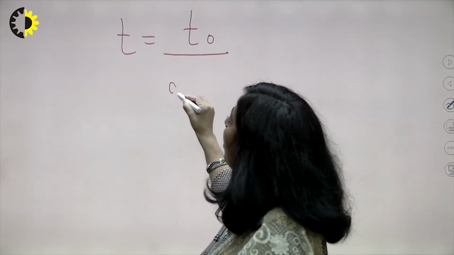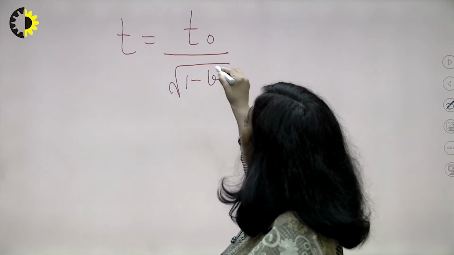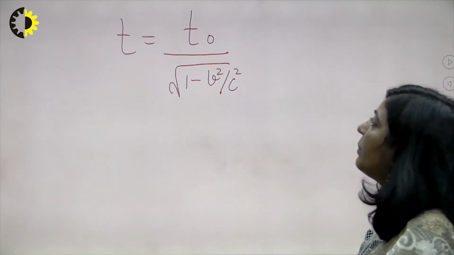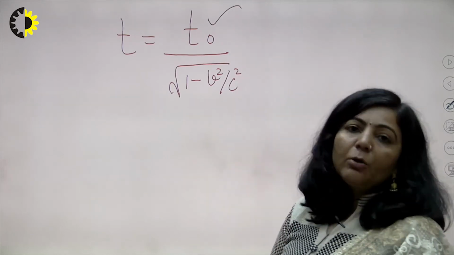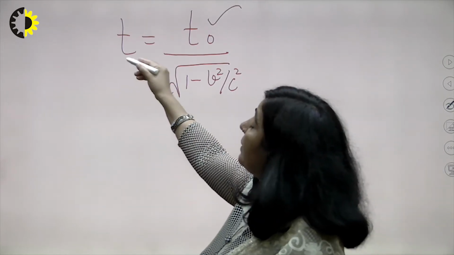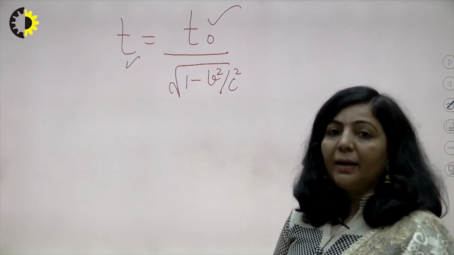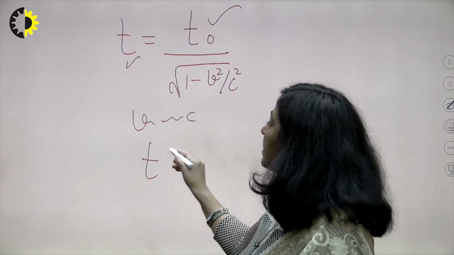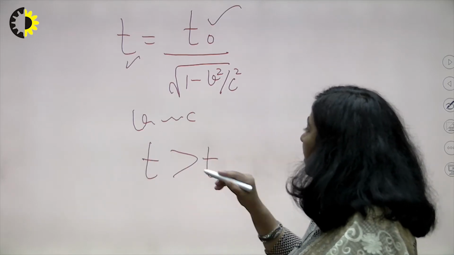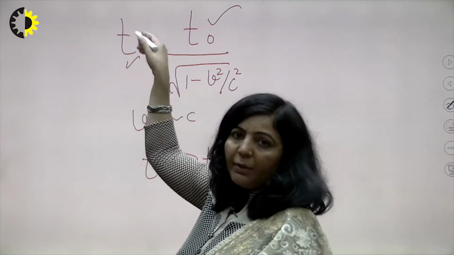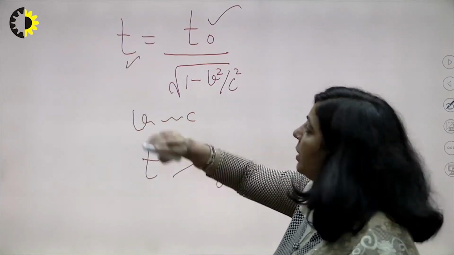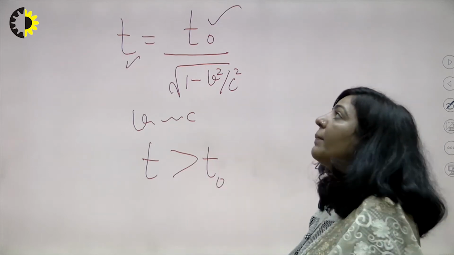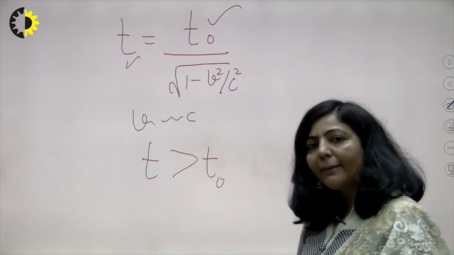T is T naught upon under root 1 minus V square upon C square. So we are getting this formula according to the concept of time dilation. This particular time T naught is the proper time, and this T is known as dilated time. And you can see here, whenever V is comparable to C, then T is greater than T naught. Means the time interval measured by the stationary clock is always greater as compared to T naught if V is comparable to C. So that is the concept of time dilation.